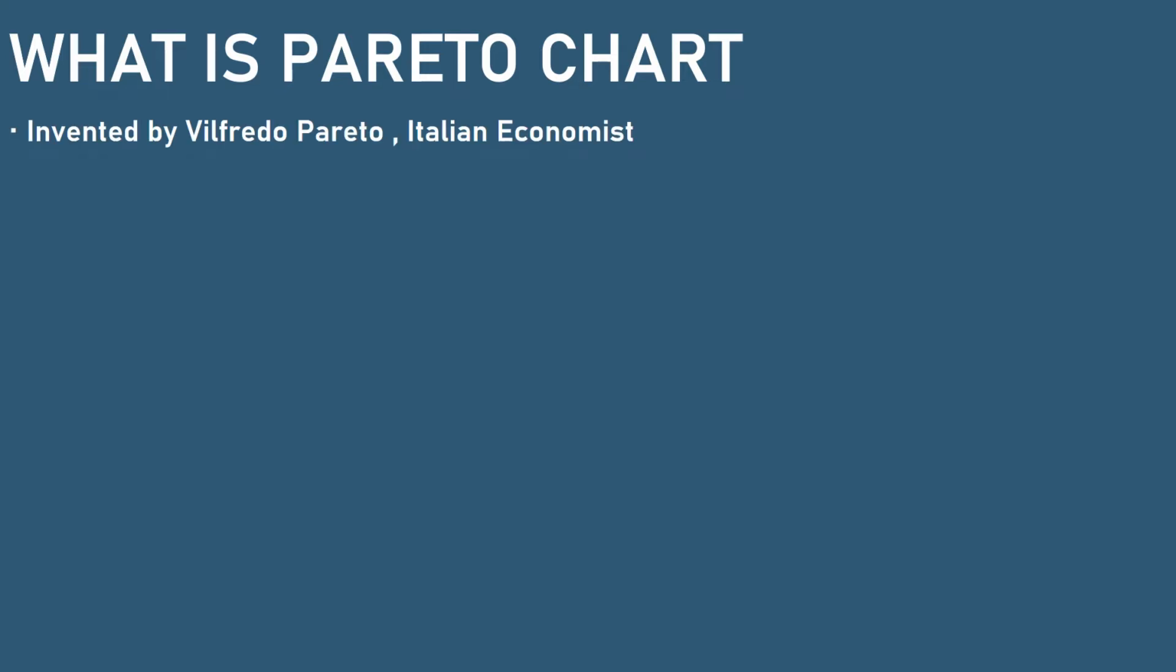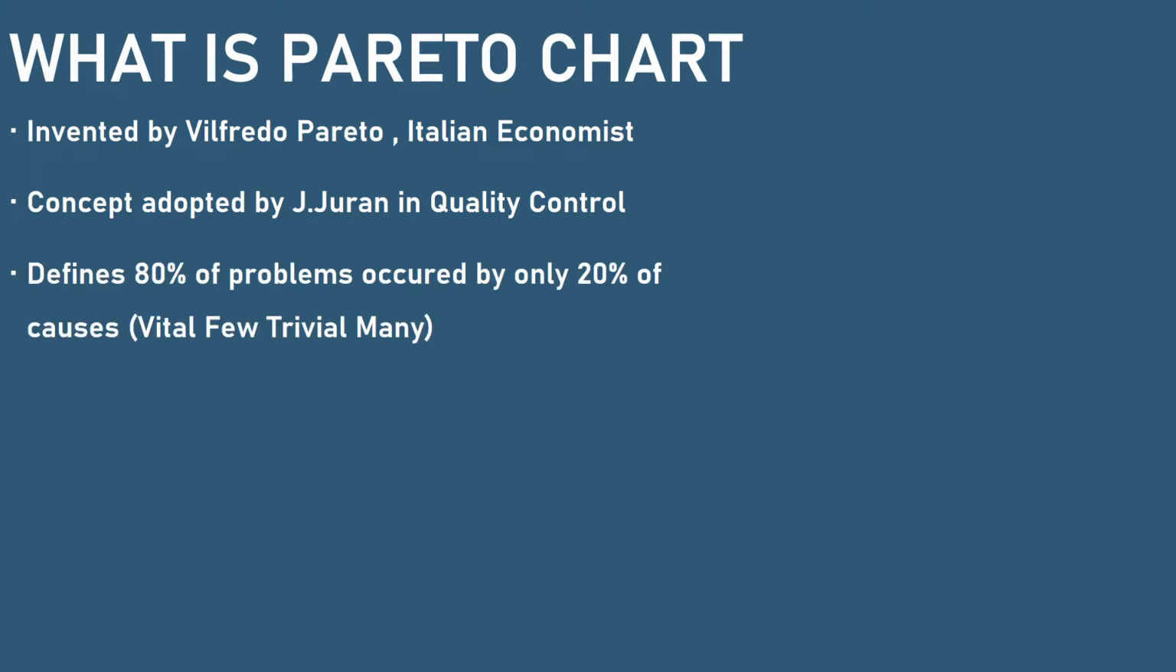It was invented by Wilfredo Pareto, an Italian economist. He found that 80% of the money in the world was lying with 20% of the people in the world. This was well appreciated among the economist group. This concept was introduced in the quality field by Joseph Juran, and it defines that 80% of problems occur from only 20% of causes.